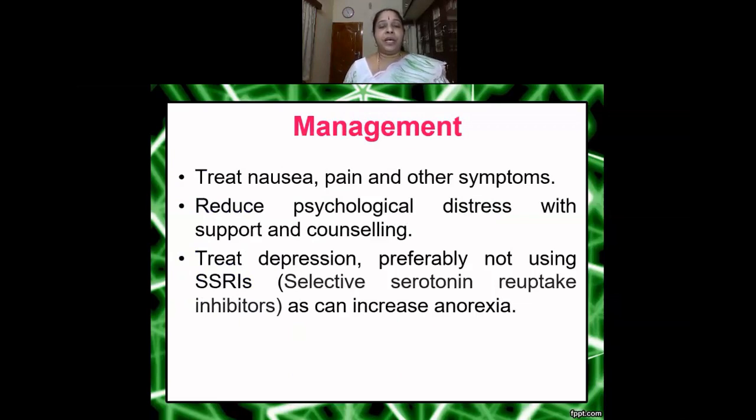Management of anorexia: if the patient has nausea, give treatment for nausea and anorexia can be relieved. If the patient experiences pain, give appropriate treatment to relieve the pain and other symptoms. Reduce psychological distress if the patient has any, with proper support, counseling and guidance. If they have depression, treat it, preferably not using selective serotonin reuptake inhibitors, as they can increase anorexia. SSRIs are used for treating depression, but at the same time they will also increase anorexia. Therefore, do not opt for giving SSRIs.